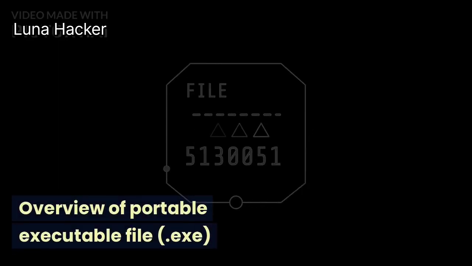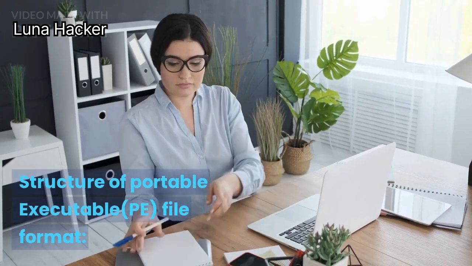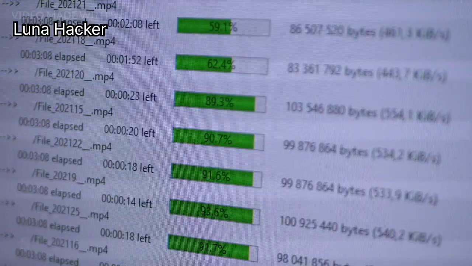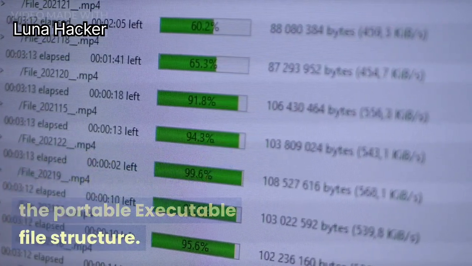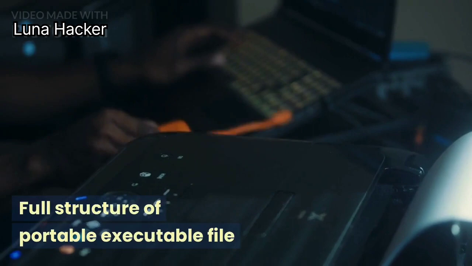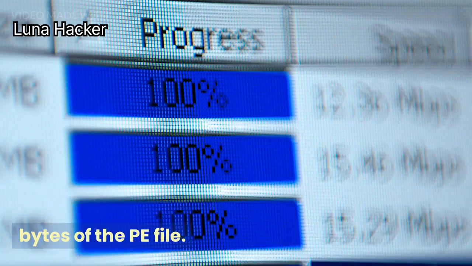Overview of portable executable file (.exe). Structure of portable executable (PE) file format. The image given below is the full structure of the portable executable file. Full structure of portable executable file. DOS header. It occupies the first 64 bytes of the PE file.